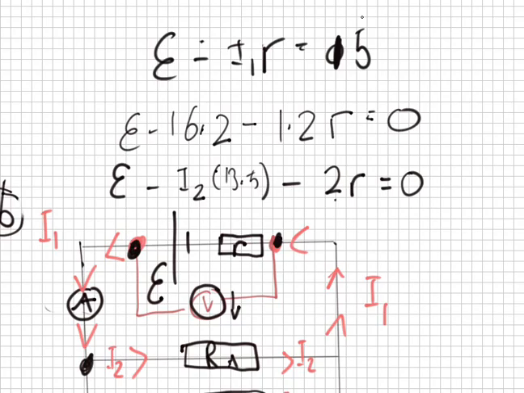And do I have I1? I do. I1 was 2. There we go. Okay, so now we can get the OR, the E, and the I2.